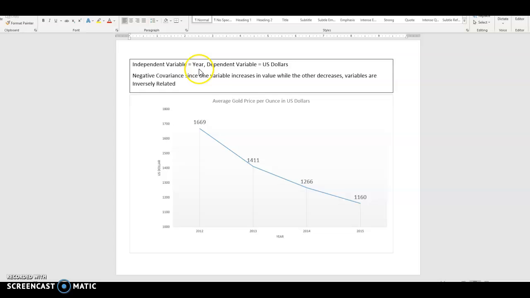So our independent variable is the year. Our dependent variable is the US dollars, or the amount of gold price per ounce in US dollars per year. This is a negative covariance. It says one variable, the year, increases in value while the other decreases. So the price goes down. And the variables are inversely related.